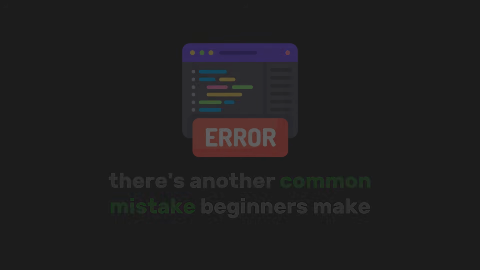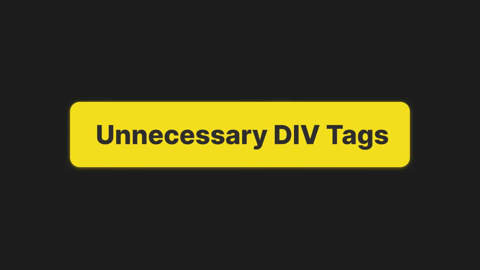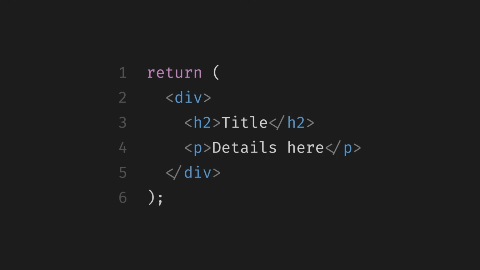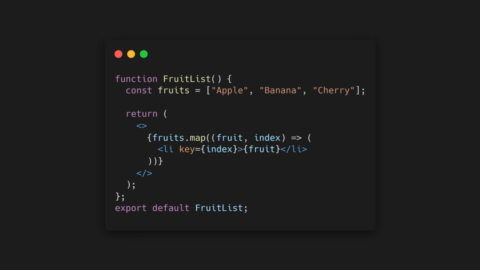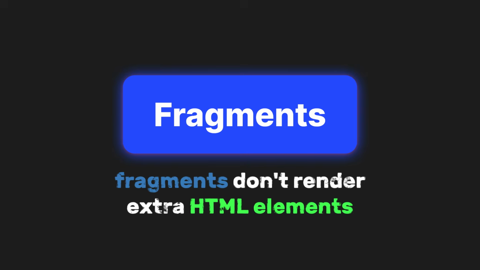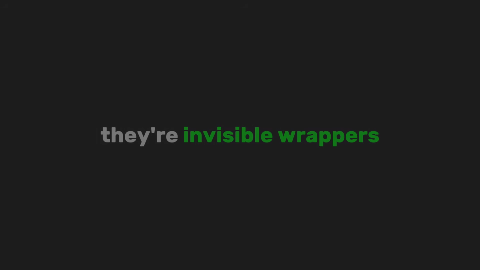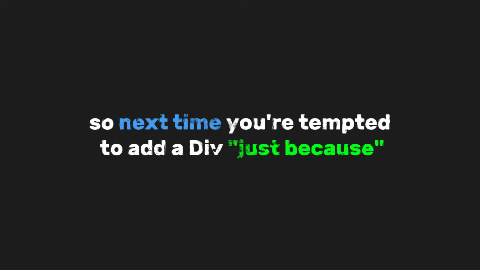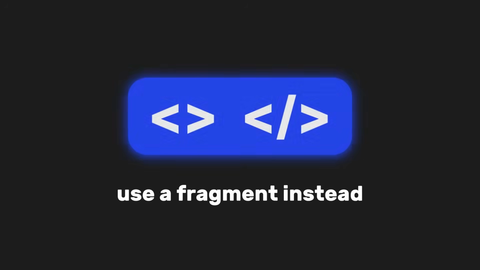But speaking of keeping things clean, there's another common mistake beginners make: wrapping everything inside unnecessary div tags. Sometimes we wrap everything inside a div, even when we don't need it. This can lead to unnecessary nesting in the DOM. Instead, use React fragments. It looks simple, but it keeps your markup cleaner, especially when you have lists or nested components. Fragments don't render extra HTML elements. They're invisible wrappers. So next time you're tempted to add a div just because, use a fragment instead.